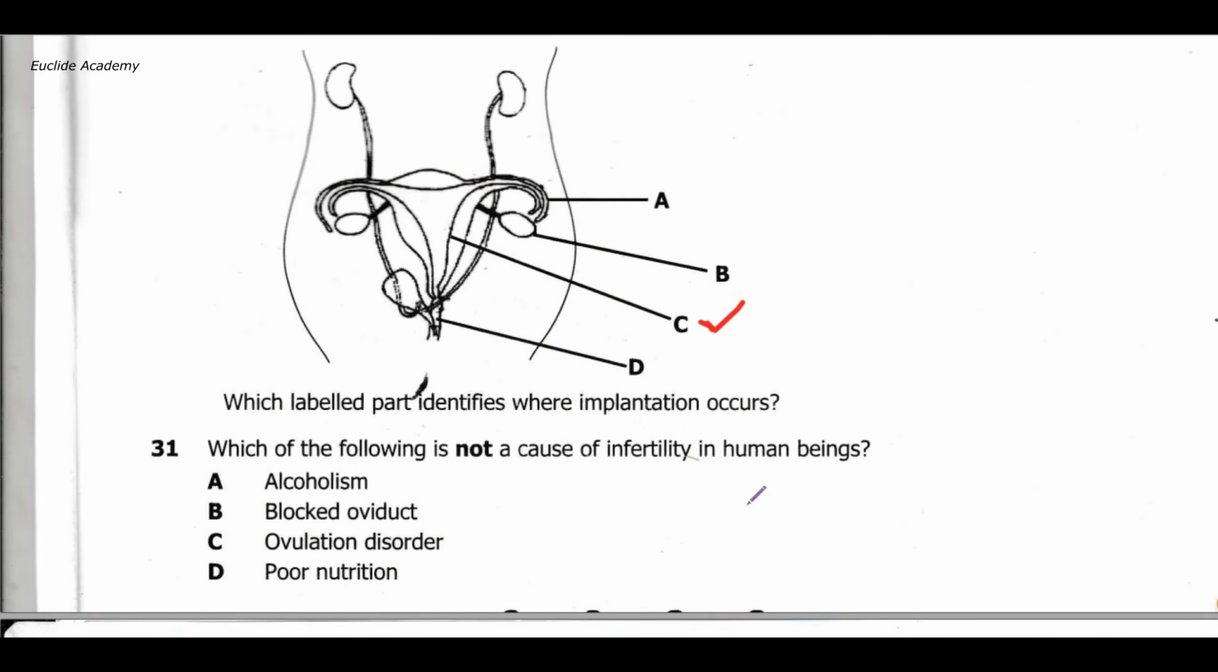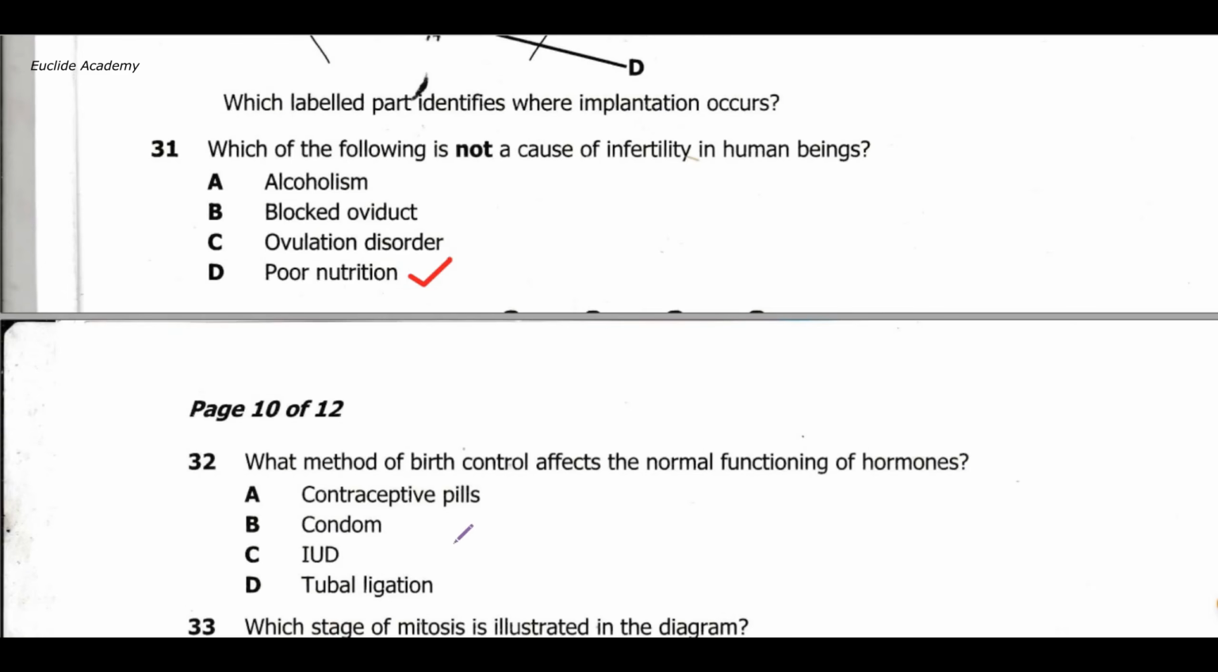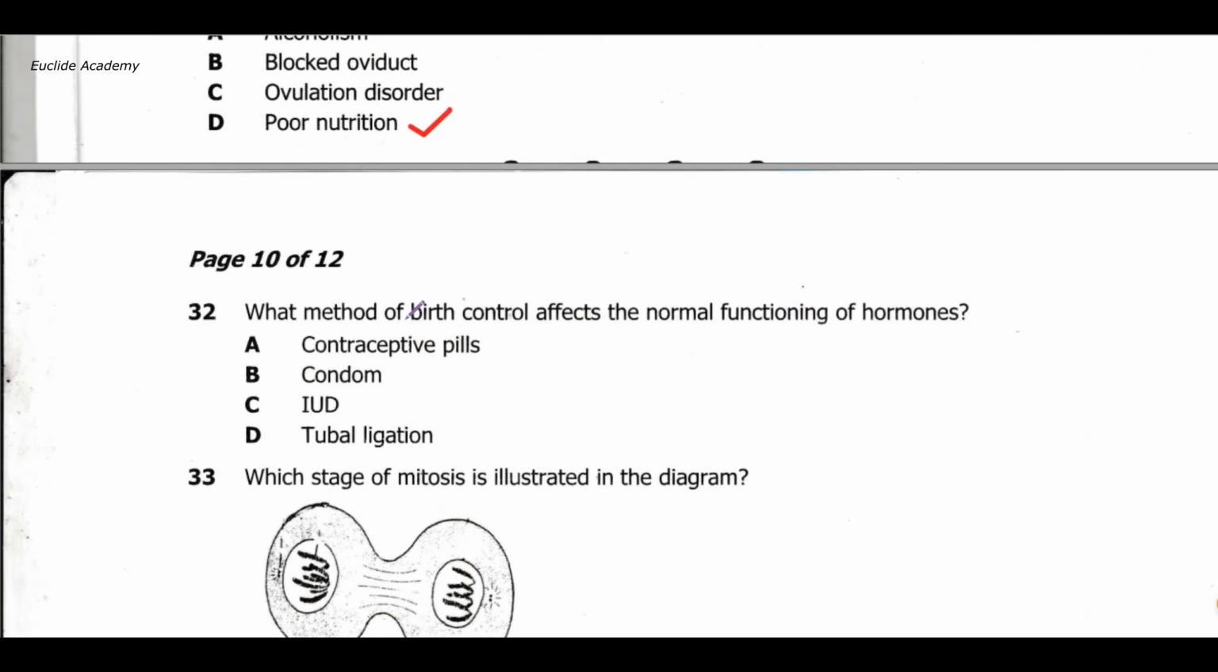31. Which of the following is not a cause of infertility in human beings? What is not the cause of infertility in human beings? So alcoholism kills sperm count, even smoking, heavy smokers and heavy drinkers. So this can cause infertility. Blocked oviduct, yes. Ovulation disorder, yes. Poor nutrition, not really. So this will be the answer on D.